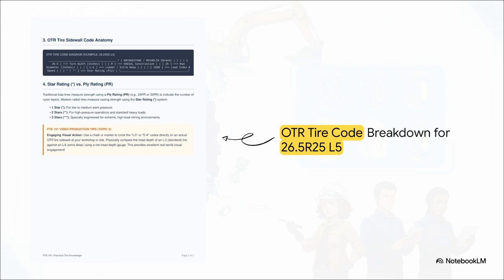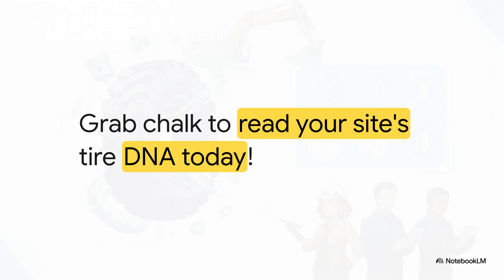And what about those 2 little stars at the very end? That confirms its casing is rated for high-pressure, heavy-load operations. Just like that, boom, the mystery is completely solved. You know exactly what machine this belongs on, exactly how it's structurally built, and the extreme conditions it's meant to survive. And honestly, that brings us to the end of our explainer.